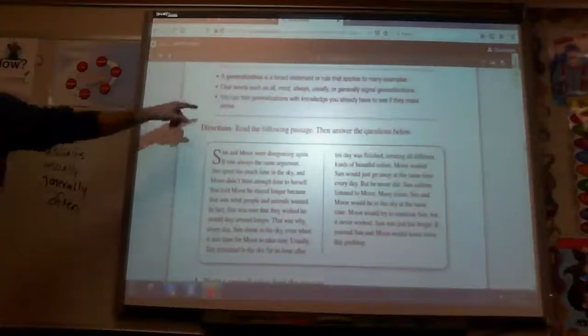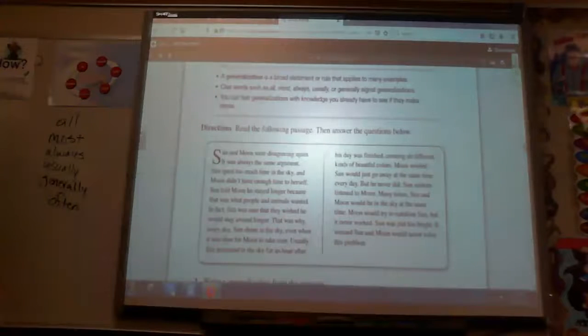So you can test generalizations with knowledge you already have to see if they make sense. Generally, a generalization, if it's going to be a valid generalization, what are we cutting that we need a scissors right now?